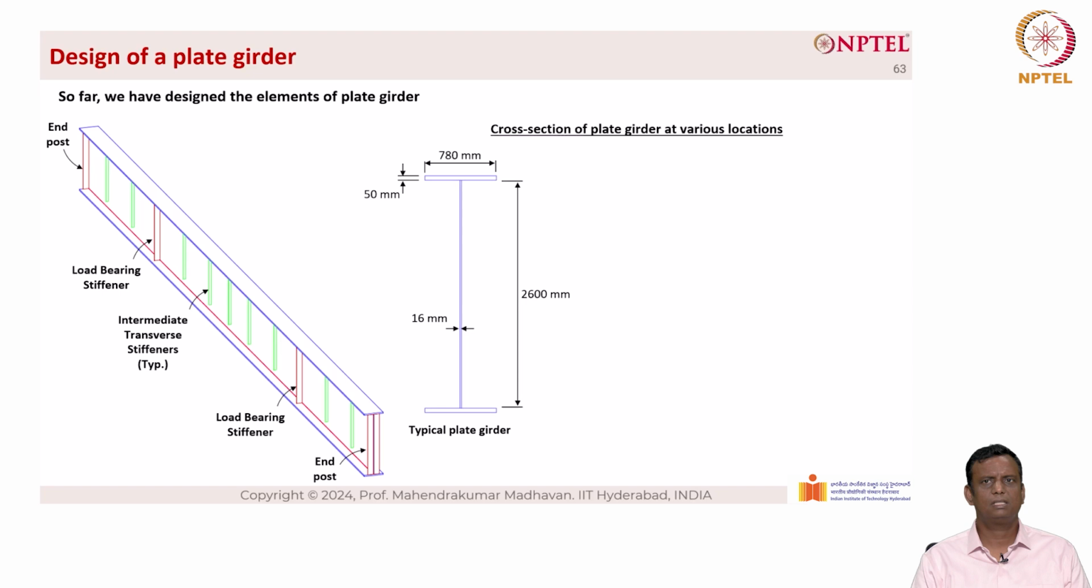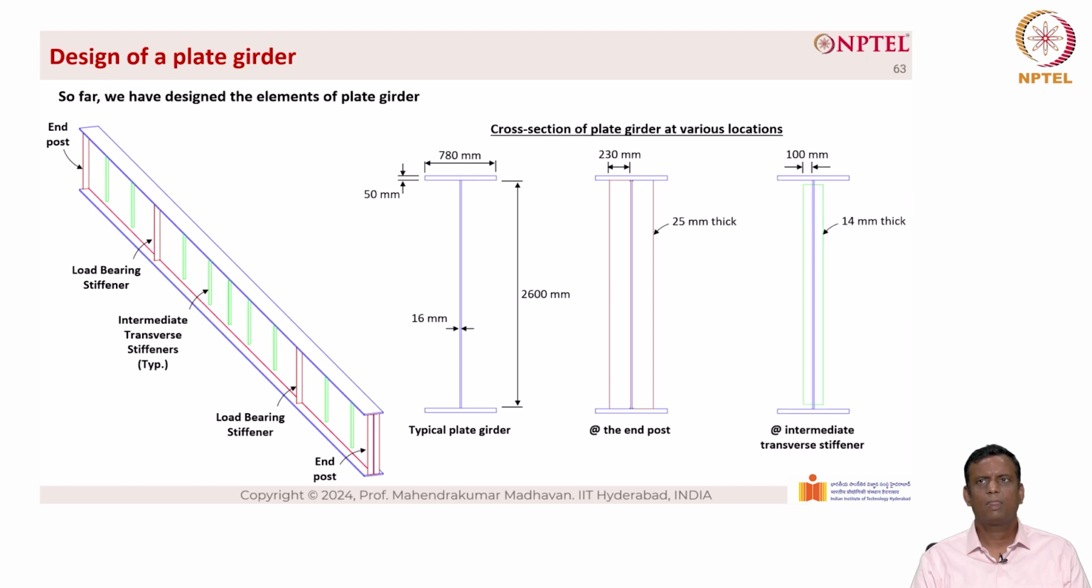You can see that this is the plate girder, 780 mm is the width, thickness of the flange is 50 mm, and the depth of the web is 2600, and the thickness of the web is 16 mm. These are all drawn to scale, so you have a better understanding of the plate girder size and the dimensions. Now, at the end post, we have 230 mm as the width of the bearing stiffener, and the thickness of the bearing stiffener is 25 mm. And at intermediate transverse stiffeners, you can see that the width of the intermediate transverse stiffener is 100 mm and the thickness is 14 mm.